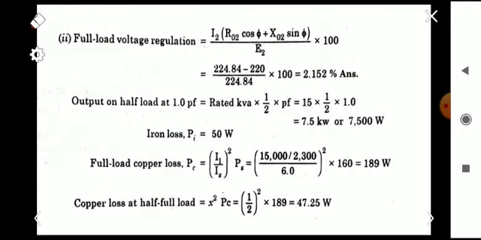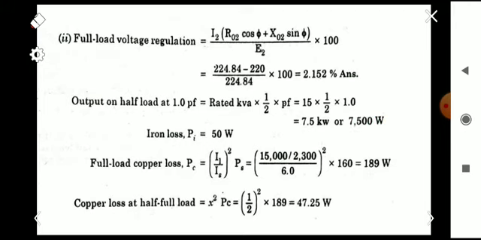So here in the third part it is given that we have to take the power factor as 1, unity power factor. So just multiply that power factor with this value, that is 15 by 2 into 1. So we will get 7.5 kilowatt or 7500 watt. Okay, so this is the output on half the rated load.